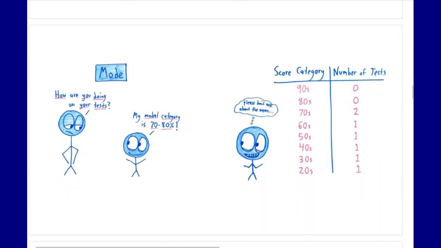So again, how the mode can be misrepresented. "How are you doing on your tests?" "My modal category is 70 to 80." Then they say, "Please do not ask about the mean." So their modal category is in the 70s. They're not wrong about that. We do see that this is most occurring. However, it's not a good representation because it's only one more than all the other categories, and all the other categories tend to be lower. So the mode might not be the best representation for this type of data.